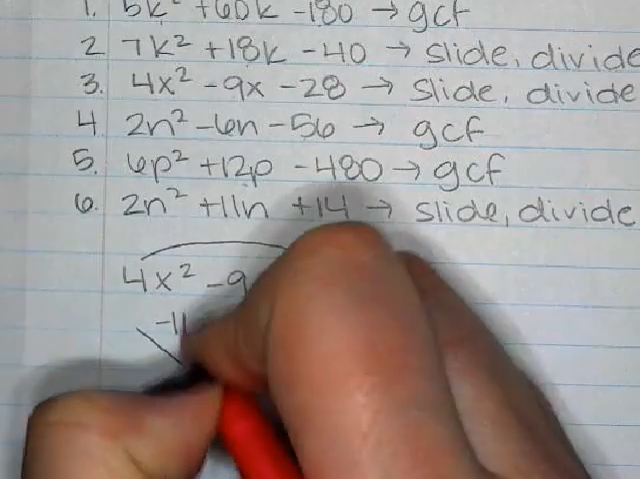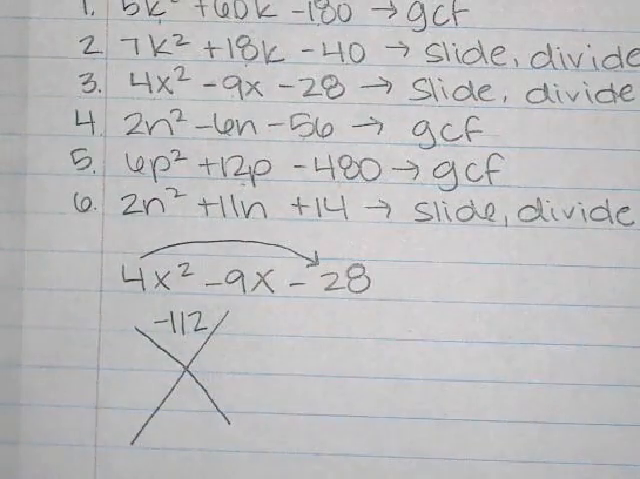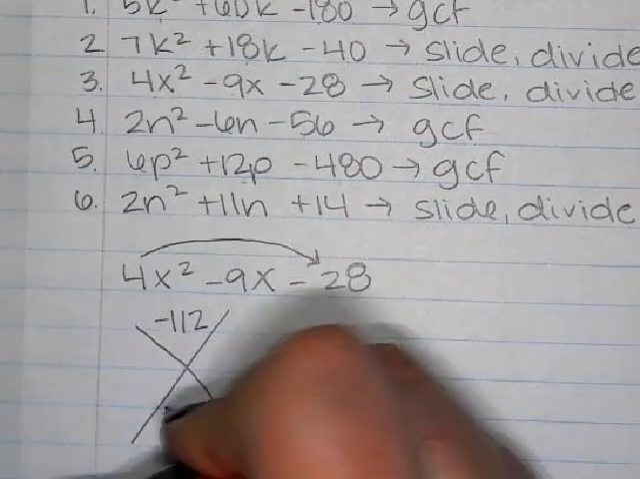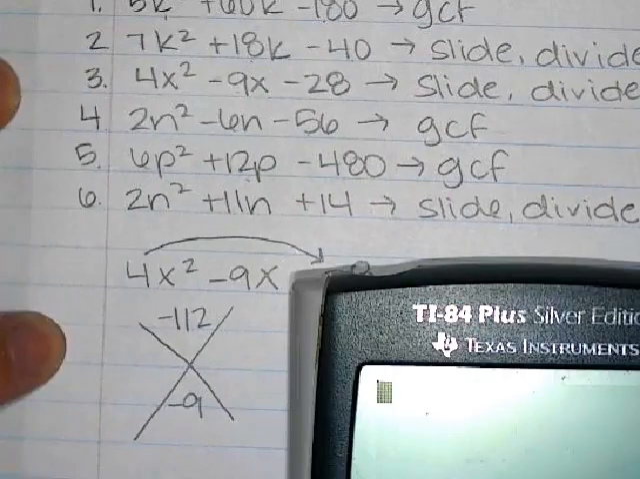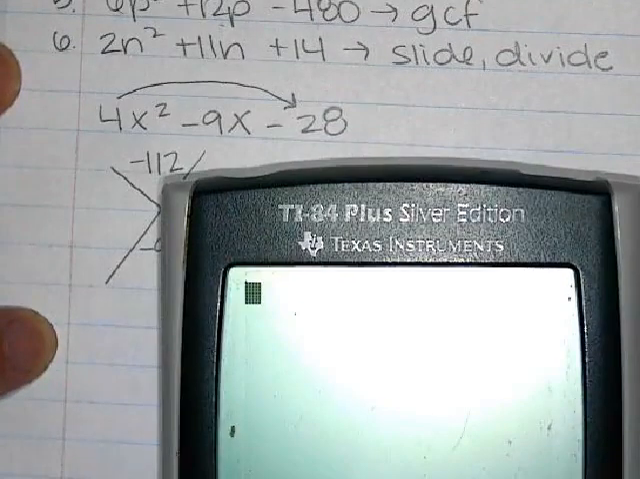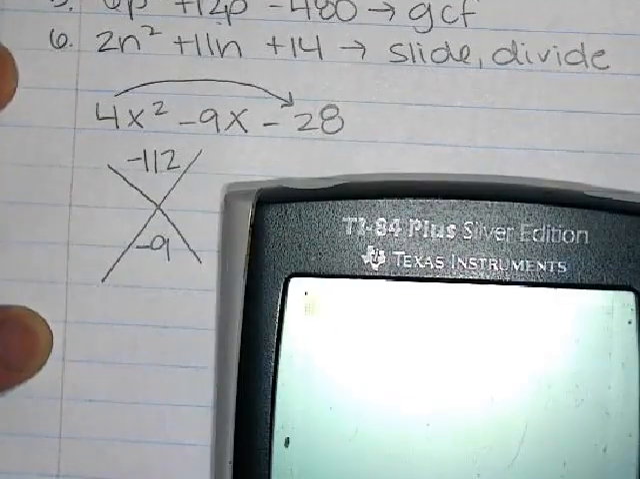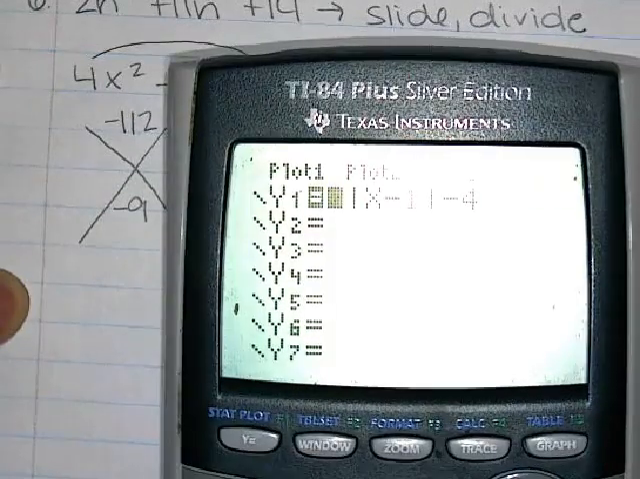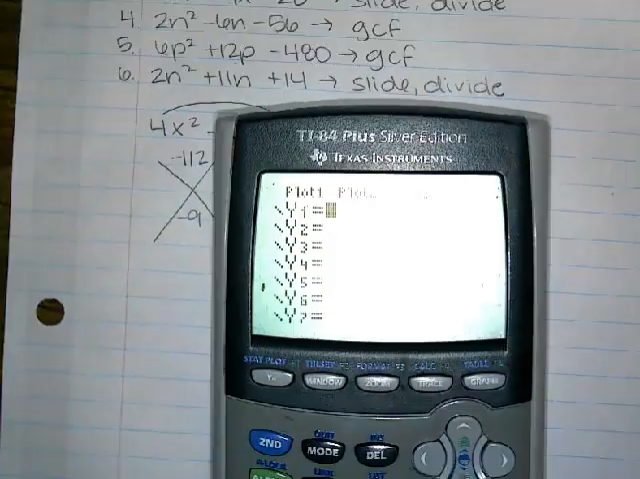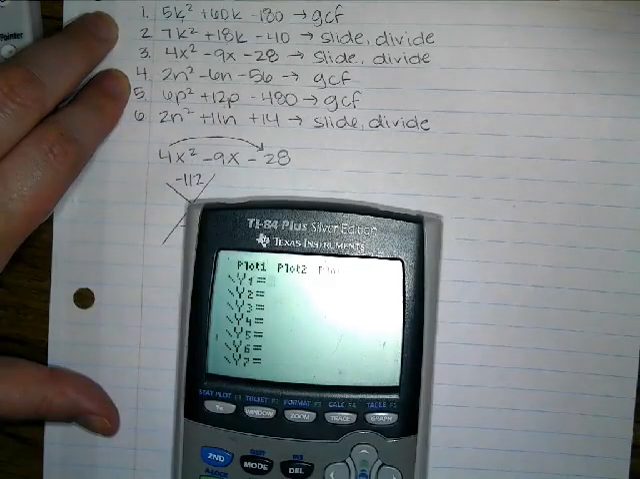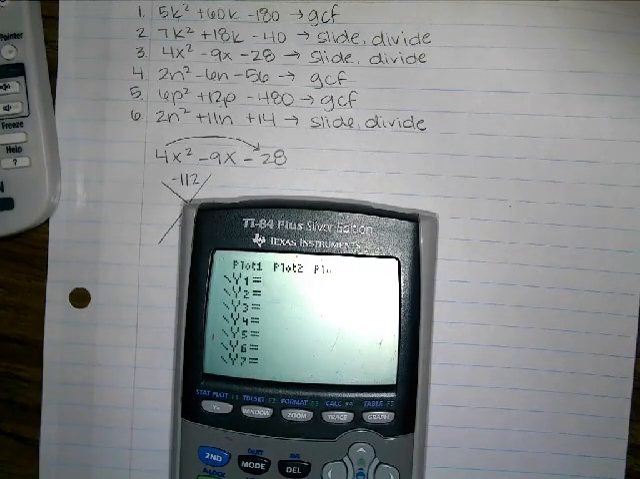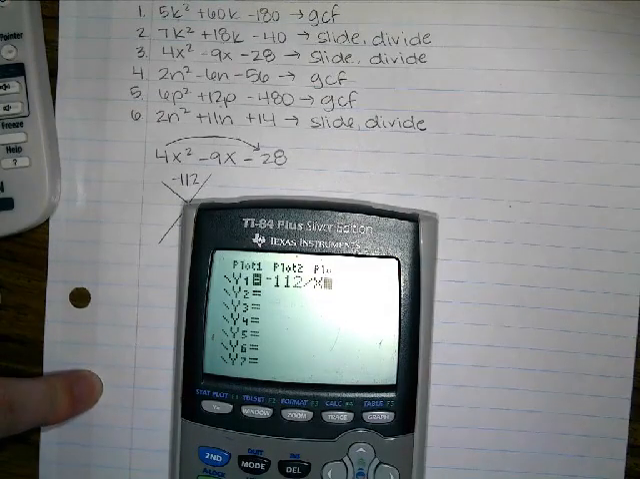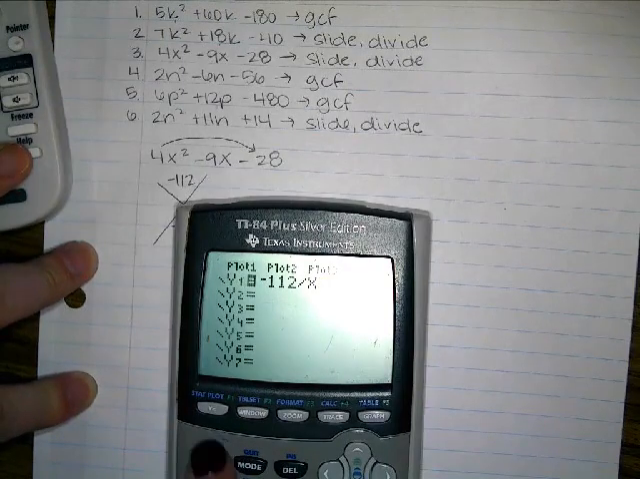Negative 112? Okay. And then when we do that in the calculator, we're going to be looking for something that multiplies to negative 112 and adds to negative 9. And I do not have that in my head as far as what multiplies to negative 112. So I'm going to press y equals, and I'm going to clear whatever the last class was doing in there. Like clear the whole memory. Second plus 7, 1, 2. So negative 112 divided by x. And then second graph.